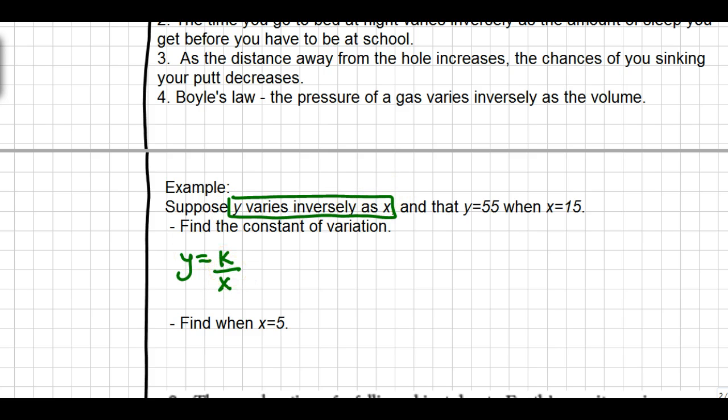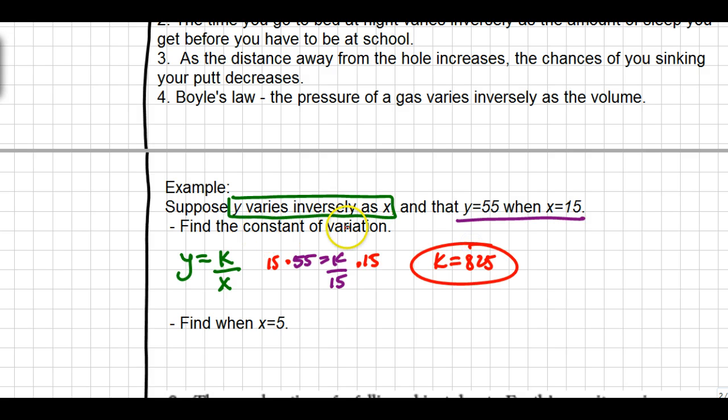Once you've got your equation written, the next thing you'll do is substitute in 2 of the numbers that are given. Usually it's the next 2 numbers that they list in the problem. So 55 for y and 15 for x. If we solve that now for k, we would multiply both sides by 15. Keep in mind that if this were a direct situation, you would be multiplying by 15, and to get k alone, you would divide by 15. So the answer that we get here for k is that k is 825.